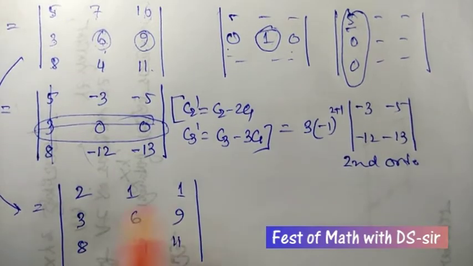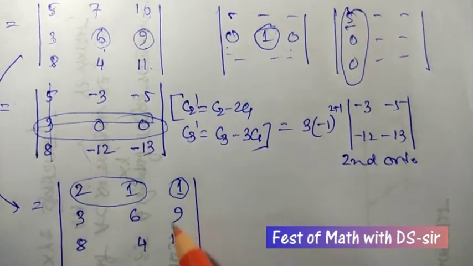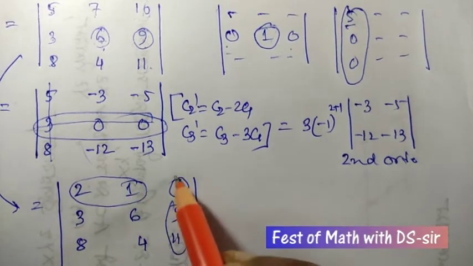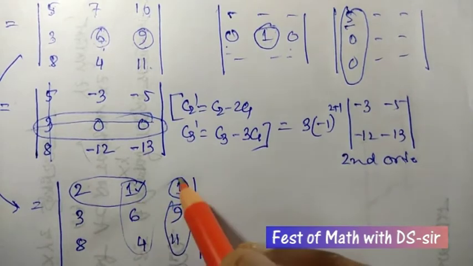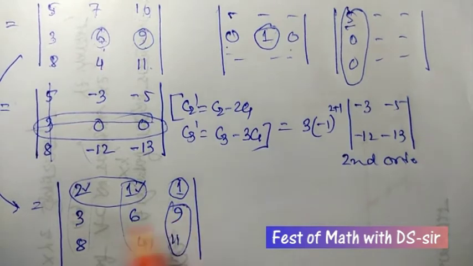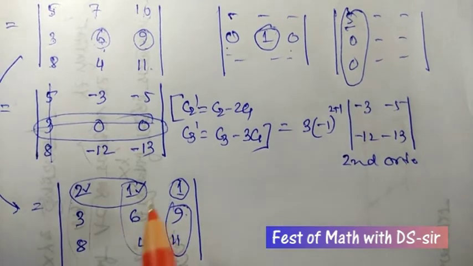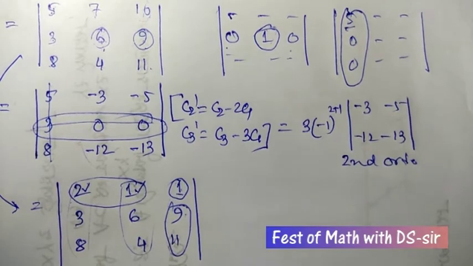After converting the element to 1, what will we do? I will make these 2 to 0. If I subtract this column from this column, it will become 0. If we subtract 2 times this column from the first column, this will become 0. If I subtract 9 times this row from the second row, it will become 0. If I subtract 11 times row 1 from row 3, then it will become 0.